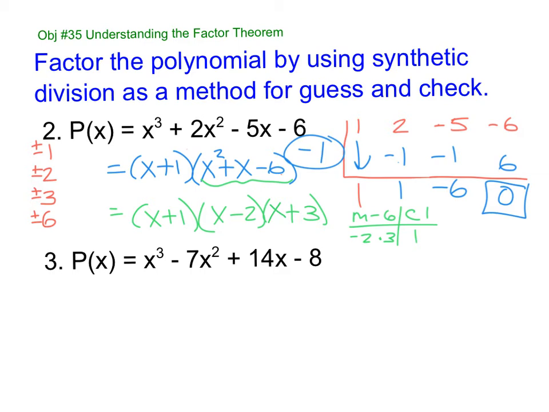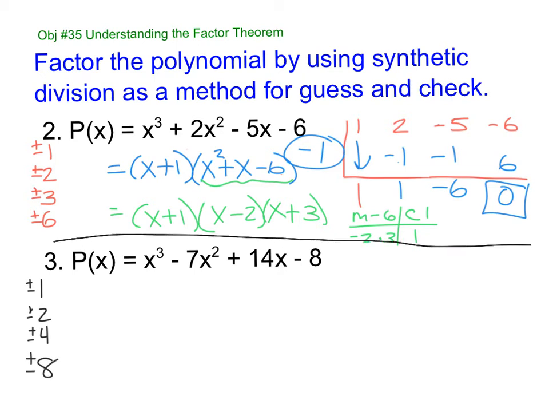All right, so now that you've seen number 2, pause the video and try number 3. So I'm going to go through, and I'm going to start with my multiples of 8 are 1, plus or minus 1, plus or minus 2, plus or minus 4, and plus or minus 8. All right, so I got 1, negative 7, 14, and negative 8.